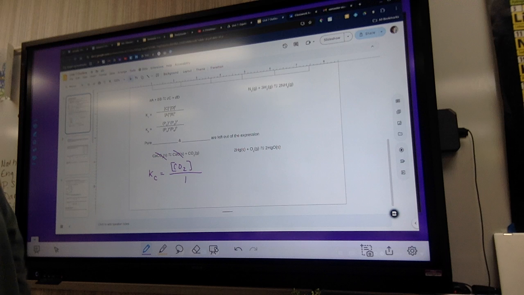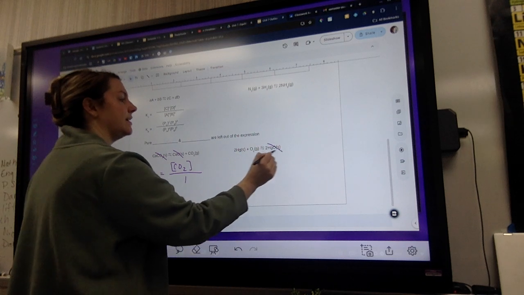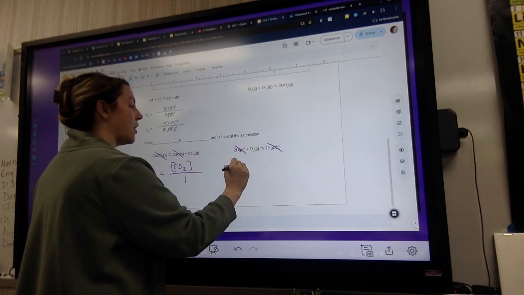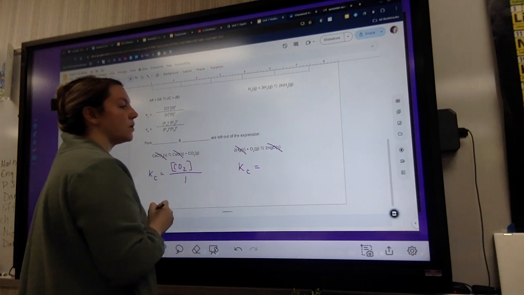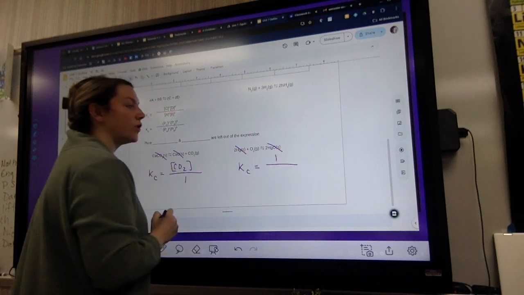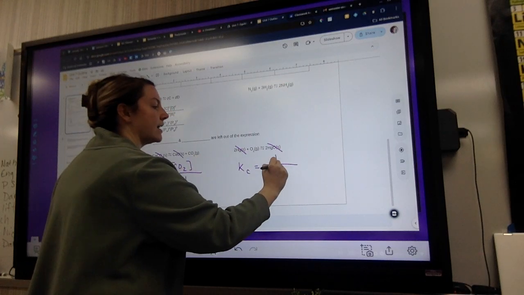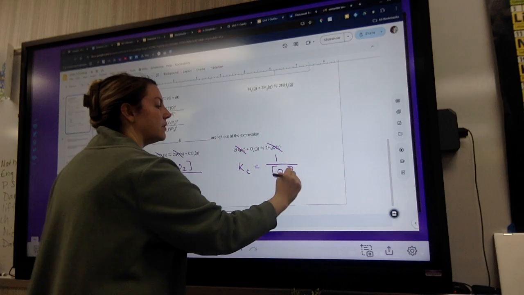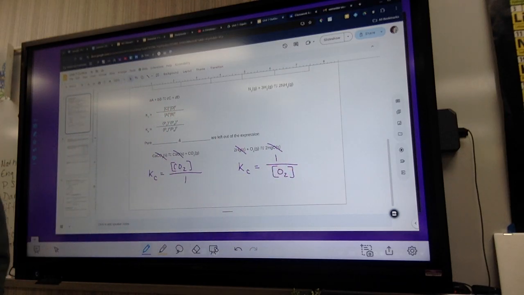For the next one, this is a solid, this is a solid. So my Kc is equal to, do I have any products? No, so it'd be a 1 over my reactants. I only have one reactant, so brackets O2, and it's raised to the first power.